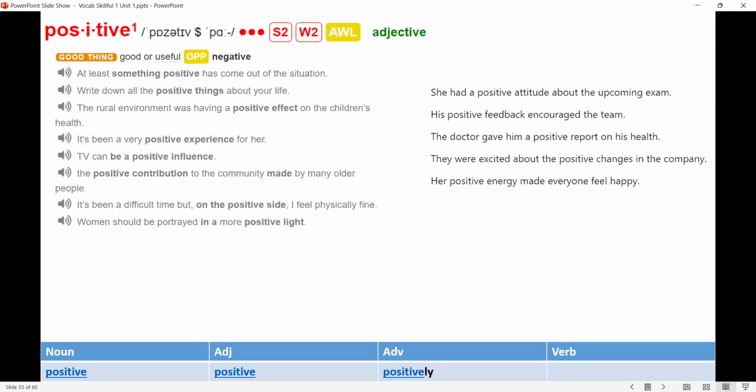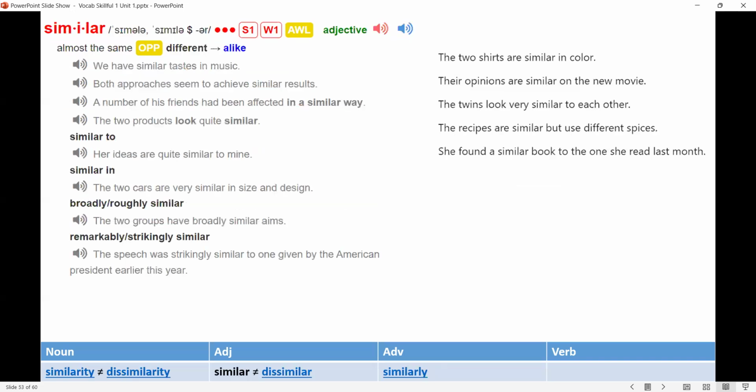Positive, good thing. Useful, opposite of negative. She had a positive attitude about the upcoming exam. His positive feedback encouraged the team. The doctor gave him a positive report on his health.